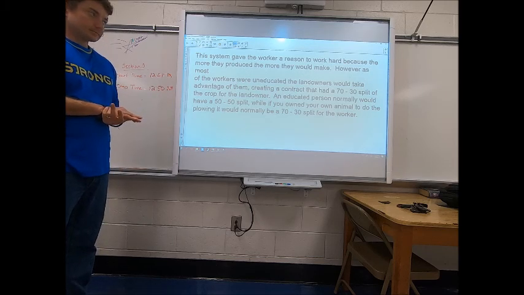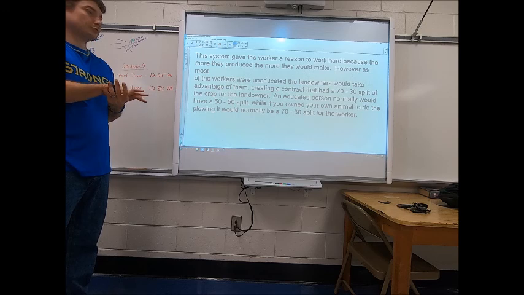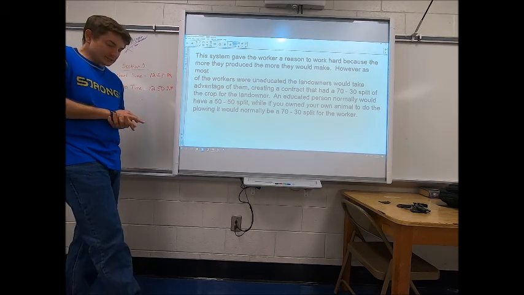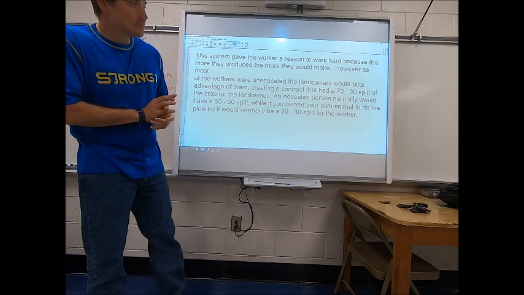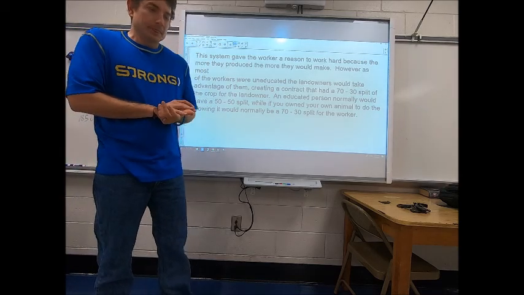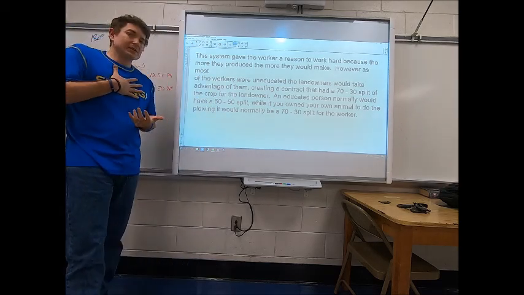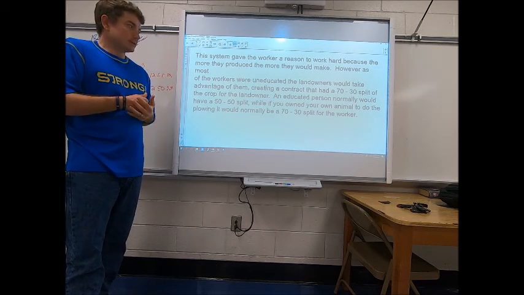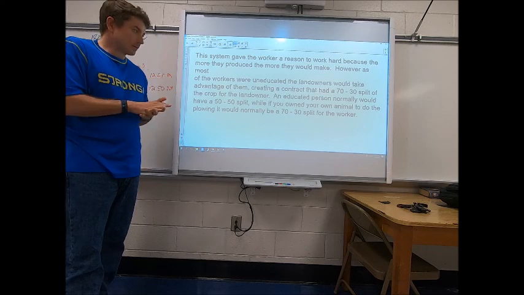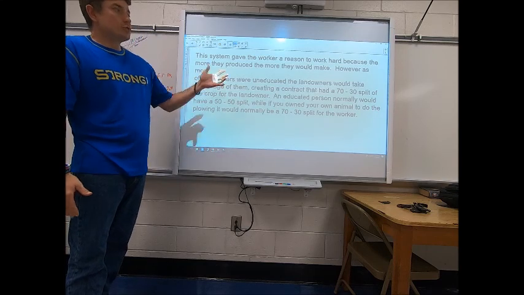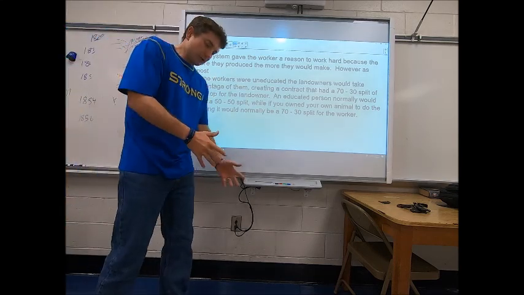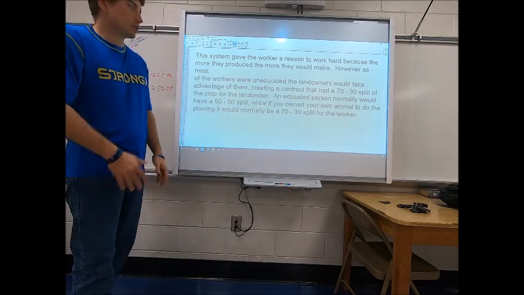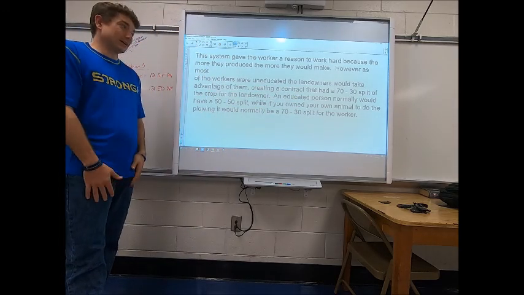However, this was also coupled with an idea called the crop lien system. Crop lien system, the word lien means loan. And because you need money to survive until the crop comes in, you got to borrow it. So you're borrowing it with the crop lien system. You usually created a contractual agreement where the owner of the land got 70% of the crop, and you got 30.